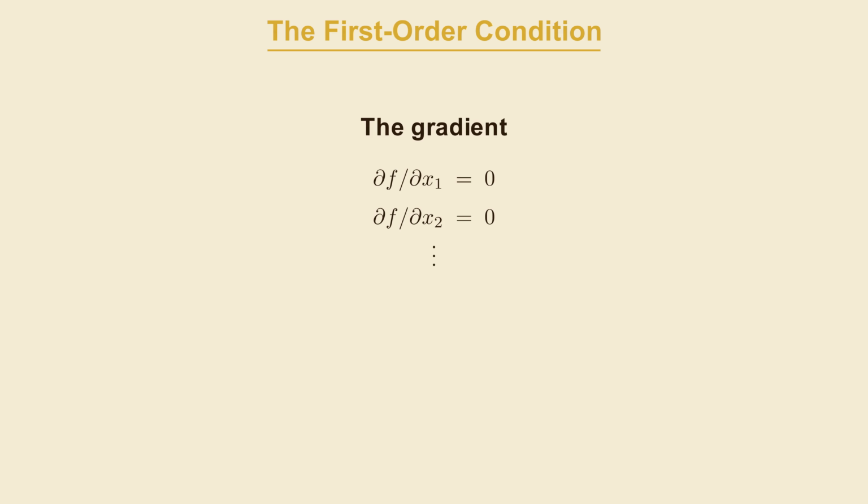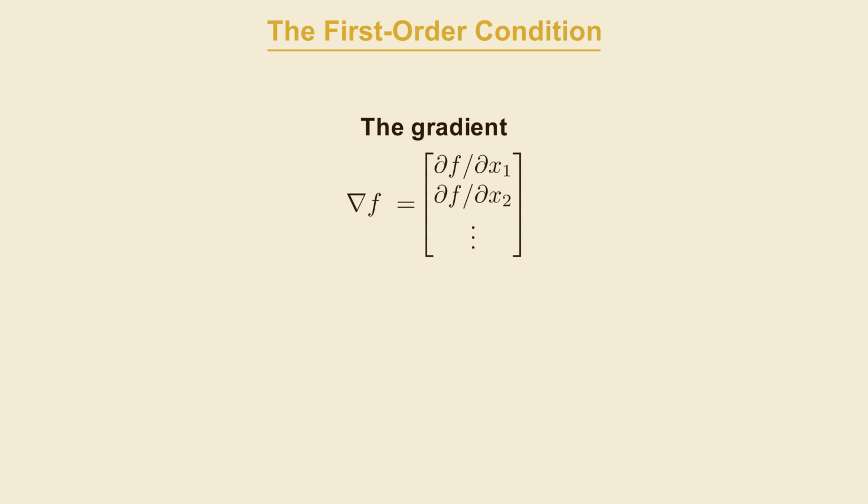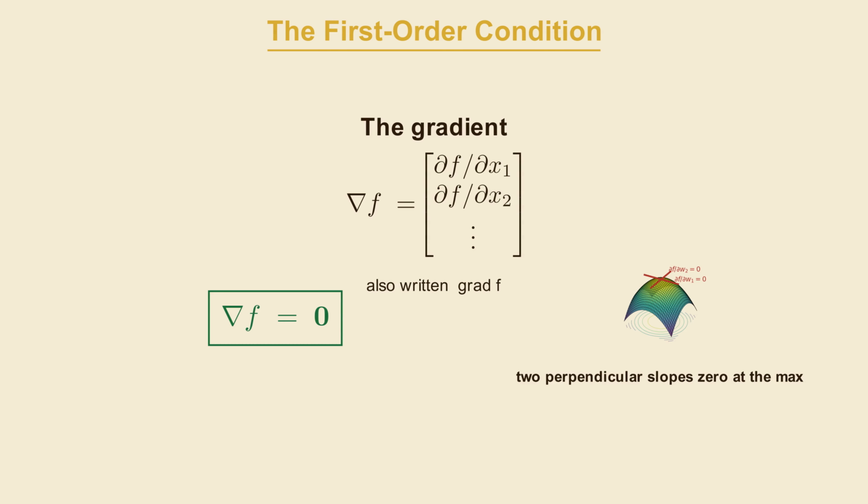We collect all the partial derivatives into a single vector which we'll call the gradient. It's written with the upside down triangle symbol, nabla f, or sometimes it's just written grad f. The gradient is the vector whose components are the partial derivatives of the function. And the first order condition for an interior optimum is that the gradient equals the 0 vector. Every partial derivative is 0 at the same point. So the first order condition is really one vector equation that stands in for a stack of scalar equations, one for each variable. Solving that system gives us the candidate points where the optimum could potentially live.